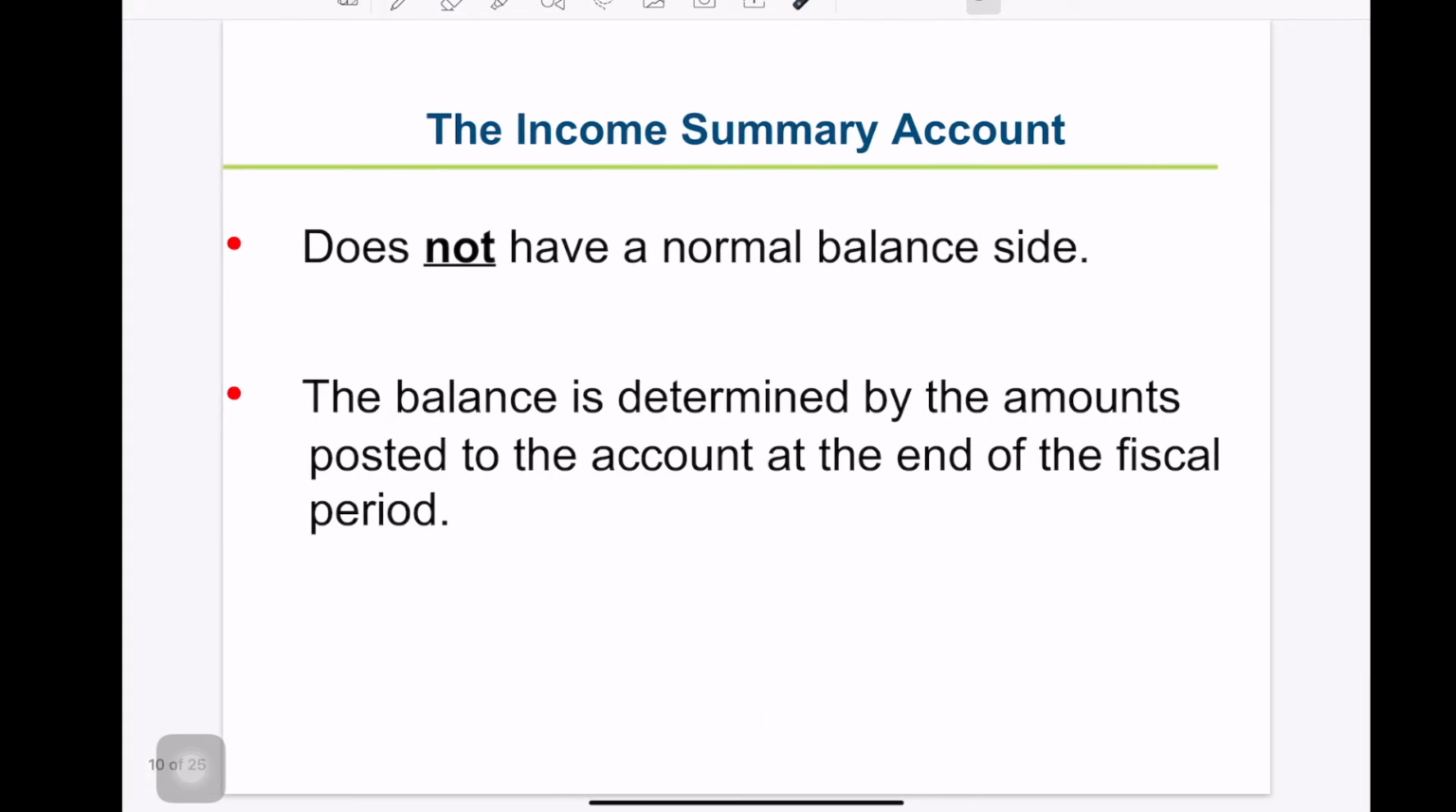The Income Summary account. The Income Summary account does not have a normal balance. Okay, it's a lot like our cash short and over. It doesn't have a normal balance. It is very unique. The balance of this account is determined by the amount posted to the account at the end of the fiscal period.